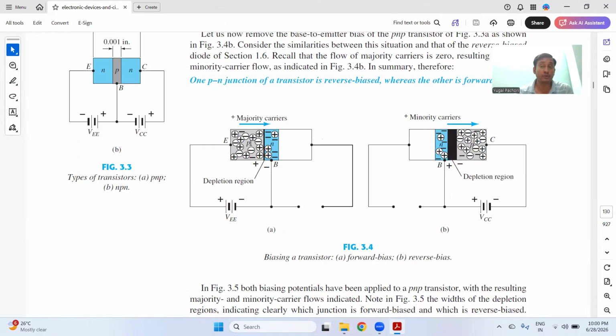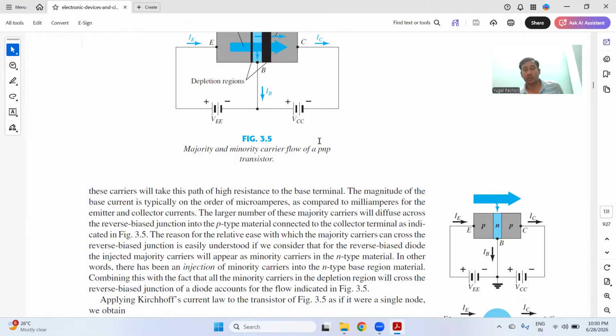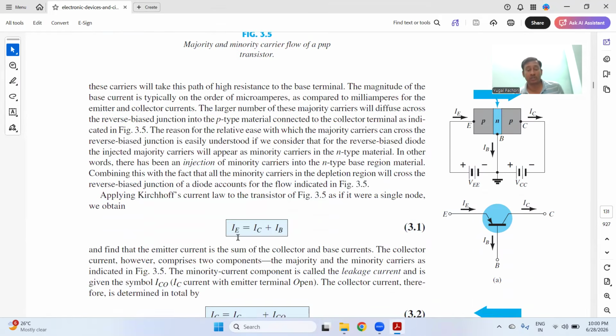But if I'm talking about the NPN, there will be a flow of 100 electrons from the emitter, 5 will combine in the base, and 95 will be collected by the collector, which will give rise to the collector current IC. So there are three types of current that flow in the BJT: the emitter current IE, the base current IB, and the collector current IC. The equation is IE = IC + IB.